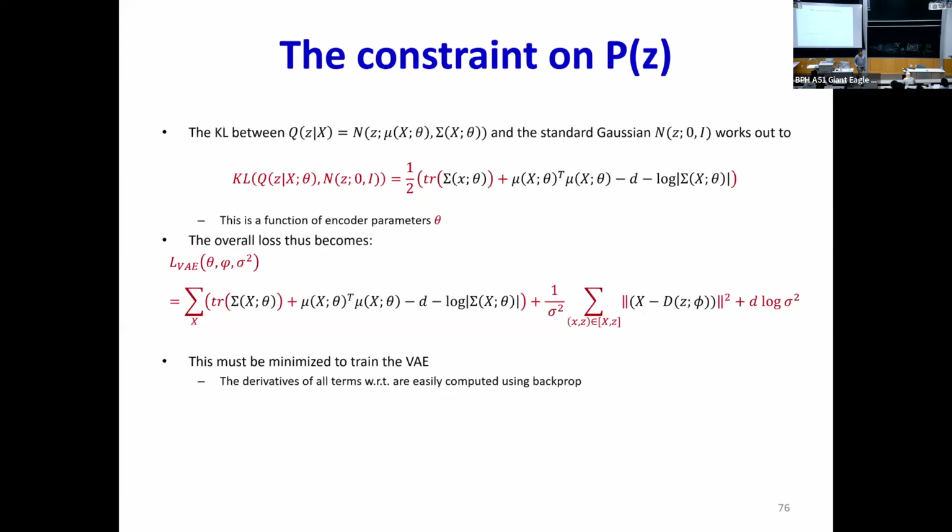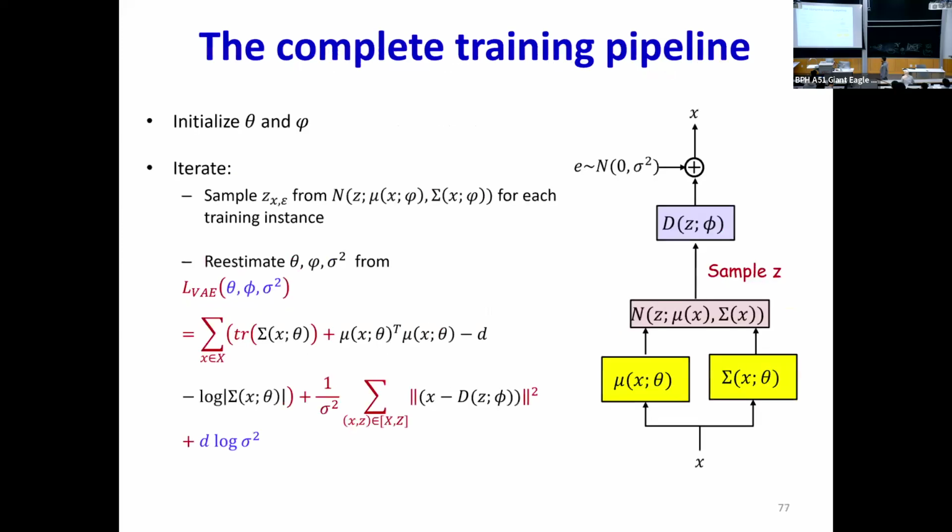Does that answer your question, Alistair? Right? You're doing this simultaneously. And all you would be doing is differentiating this with respect to all the network parameters to get both the encoder and the decoder simultaneously. That makes sense to everybody?